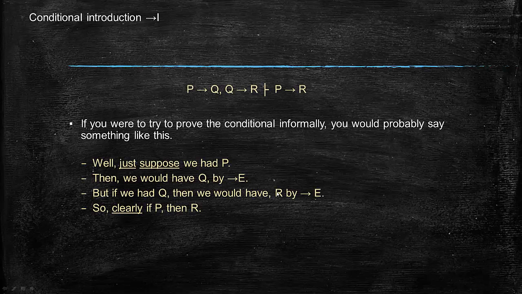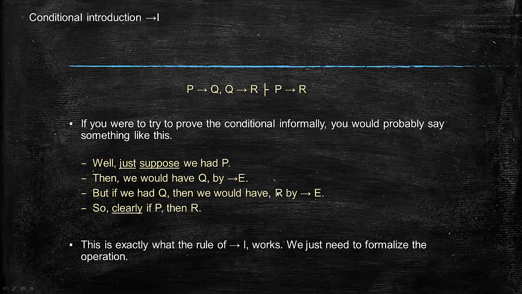So if you were to try to work through this informally, you'd probably say something like this. Well, just suppose we had P. Then we'd have Q by conditional elimination. But if we had Q, then we'd have R by conditional elimination. So clearly, if P, then R. And that's right.